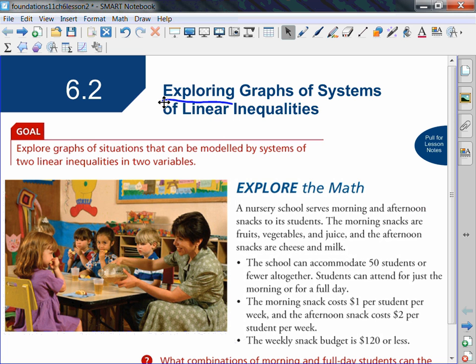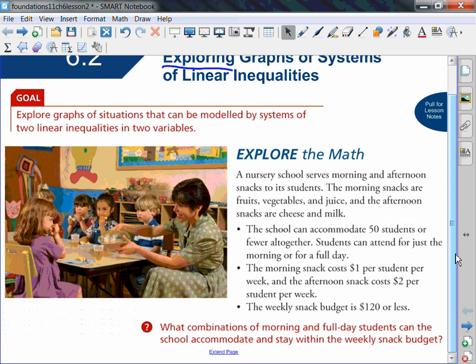variables. So here's the problem you guys are going to be looking at tomorrow. A nursery school serves morning and afternoon snacks to its students. The morning snacks are fruits, vegetables, and juice, and the afternoon snacks are cheese and milk. The school can accommodate 50 students or fewer altogether. The students can attend for just the morning or for a full day. The morning snack costs $1 per student per week, and the afternoon snack costs $2 per student per week. The weekly snack budget is $120 or less.